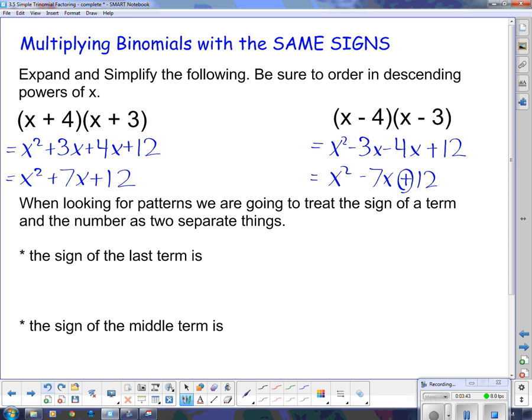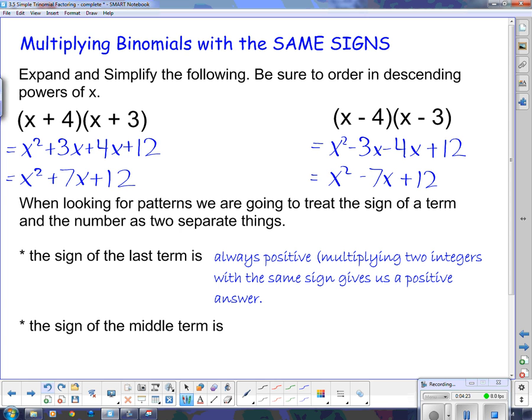The sign of the last term is positive. The sign of the last term is positive. Now, is it reasonable to say that that's always going to happen? I hope you think it is, because we got this 12 by multiplying 4 and 3. And 4 and 3 have the same signs, and when you multiply integers with the same signs, you get a positive number. Same thing over here. This 12 came from multiplying negative 4 by negative 3. Same signs, positive answer. So the sign of the last term is always positive. Multiplying two integers with the same sign gives us a positive answer.